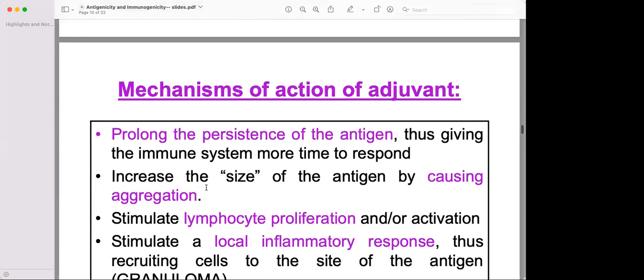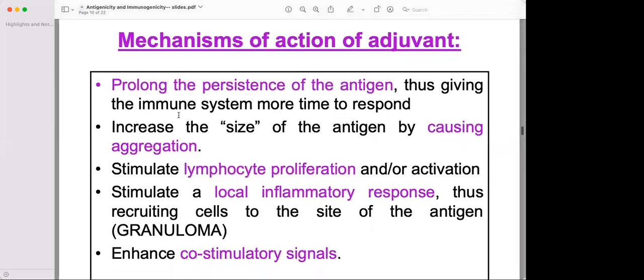But how do these adjuvants work? One, they can prolong the persistence of the antigen, and in this way, they give the immune system more time to respond. Good. Point number two, they increase the size of the antigen by causing aggregation. This I've shown you. And they are also able to stimulate lymphocyte proliferation and also activation.